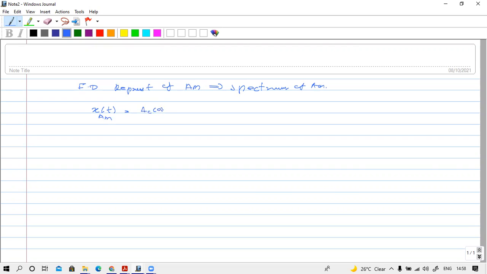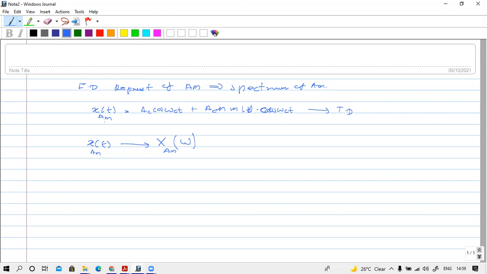So I will get this signal: A_C cos omega_C t plus A_C mu m(t) cos omega_C t, where m(t) is the message signal. So this is the time domain signal. And to find the frequency spectrum, this time domain signal should be converted to the frequency domain signal, which is capital X(omega). So this is the frequency domain signal.